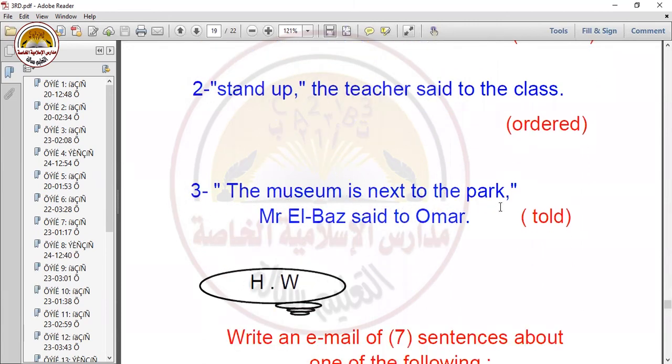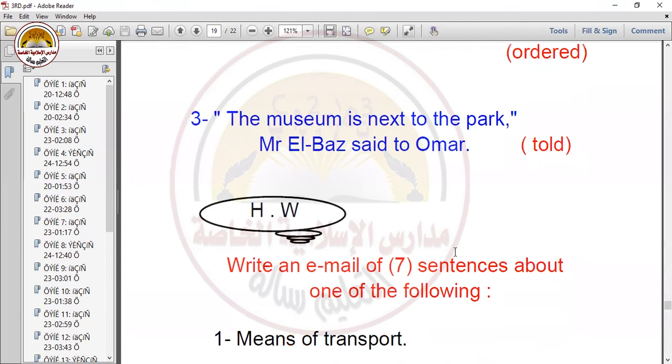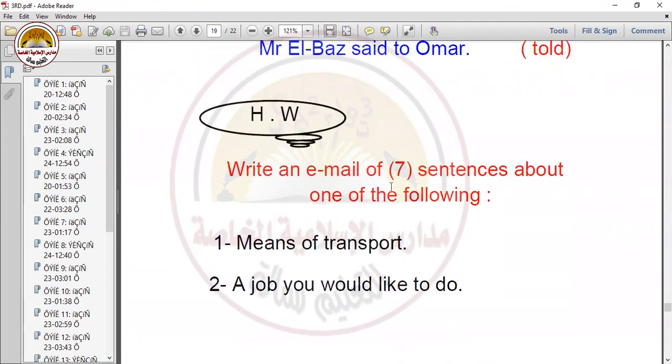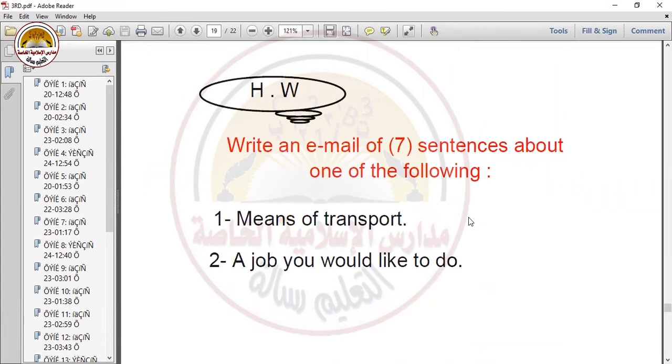"The museum is next to the park." Mr. Ilbaz said to Omar, "You stole." Mr. Ilbaz told Omar that the museum was next to the park. Very good. This is a statement. Here we ask you to write an email or paragraph. We will talk about it in the next session.